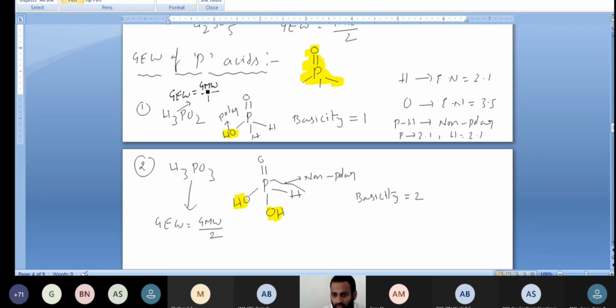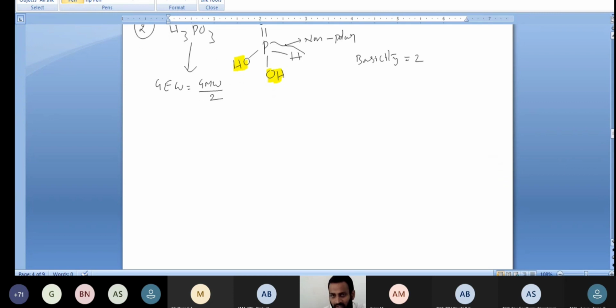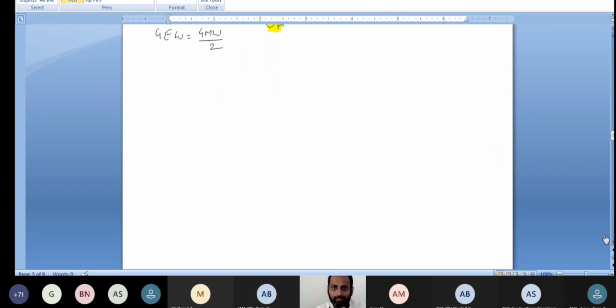Got it, everyone? So next, these phosphorus acids are the main important ones. For sulfur acids, we don't have any problem, because for any sulfur acid the basicity is 2, so the gram equivalent weight is gram molecular weight by 2. But whereas for phosphorus acids, it depends on the structure. How many OH groups you have, those many hydrogens can come out. This is the most important clear note.